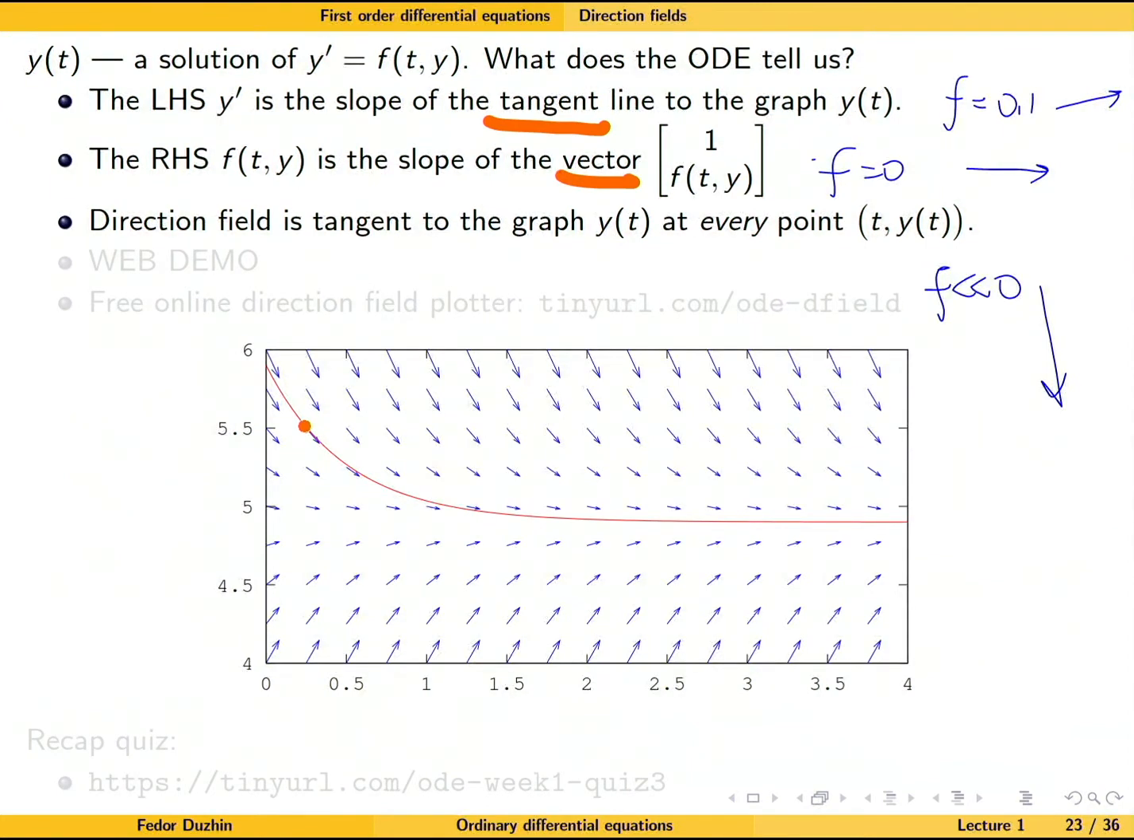And informally, you can think of this as so what it tells us. The fact that the direction field is tangent to the graph of each solution at every point tells us that all solutions sort of follow the arrows of the direction field, right? So if you want, say, to plot a solution, then you just need to follow the arrows, and then it's going to be a good approximation to solutions.